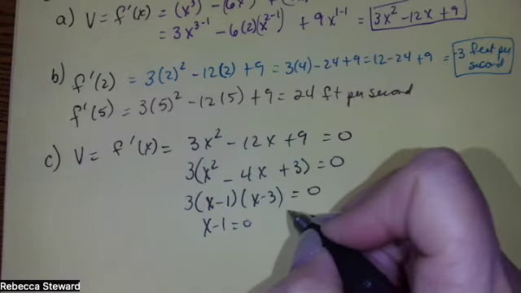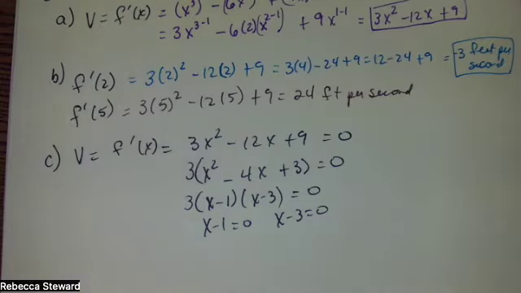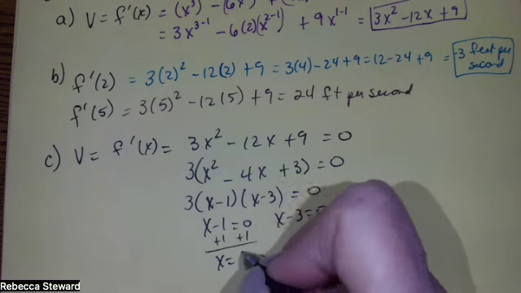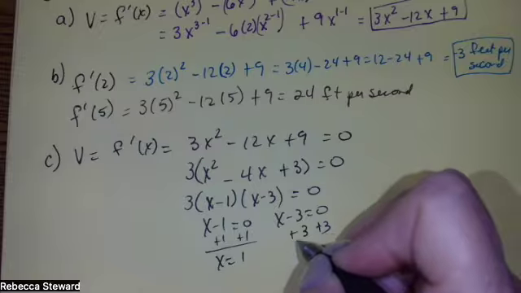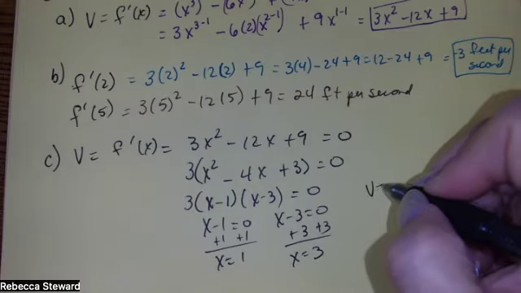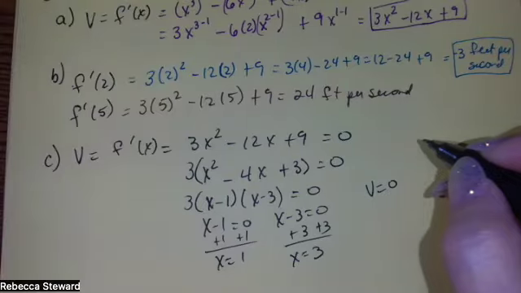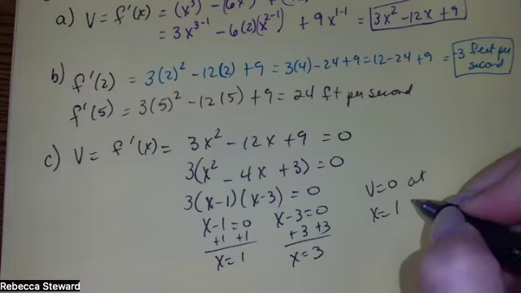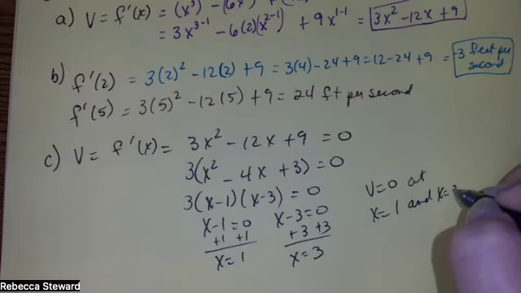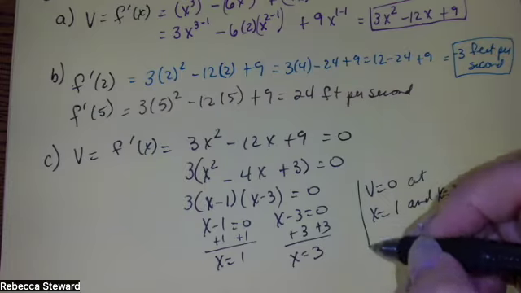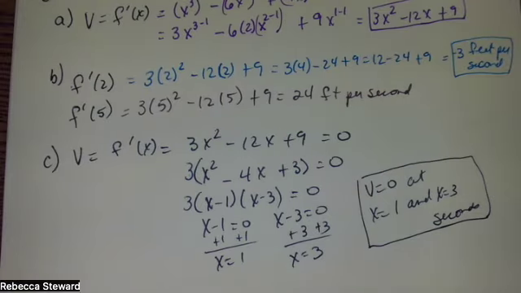So x minus 1 equals 0 and x minus 3 equals 0. We will add the 1 to both sides and get x equals 1, add the 3 and get x equals 3. So the velocity is 0 at x equals 1 and x equals 3 seconds. Those are the times.